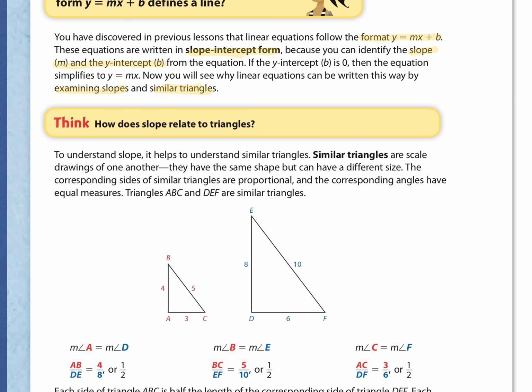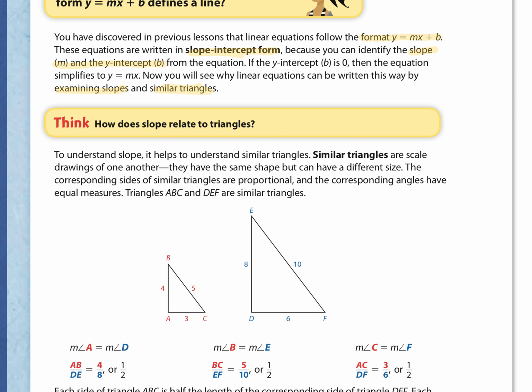Citlali, read them for us. Think. How does slope relate to triangles? To understand slope, it helps to understand similar triangles. Similar triangles are scale drawings of one another. They have the same shape but can have a different size. The corresponding sides of similar triangles are proportional and the corresponding angles have equal measures. Triangle ABC and DEF are similar triangles.